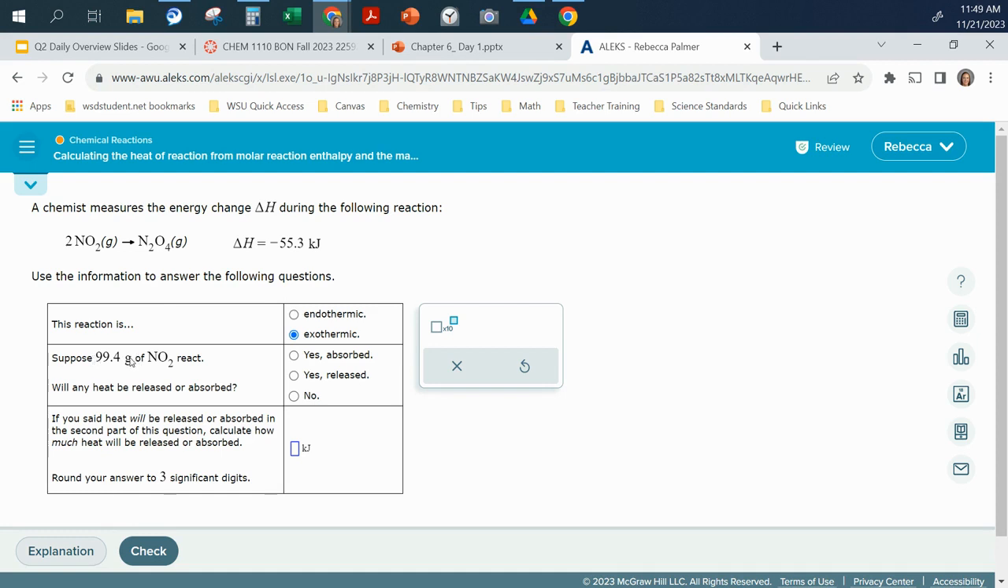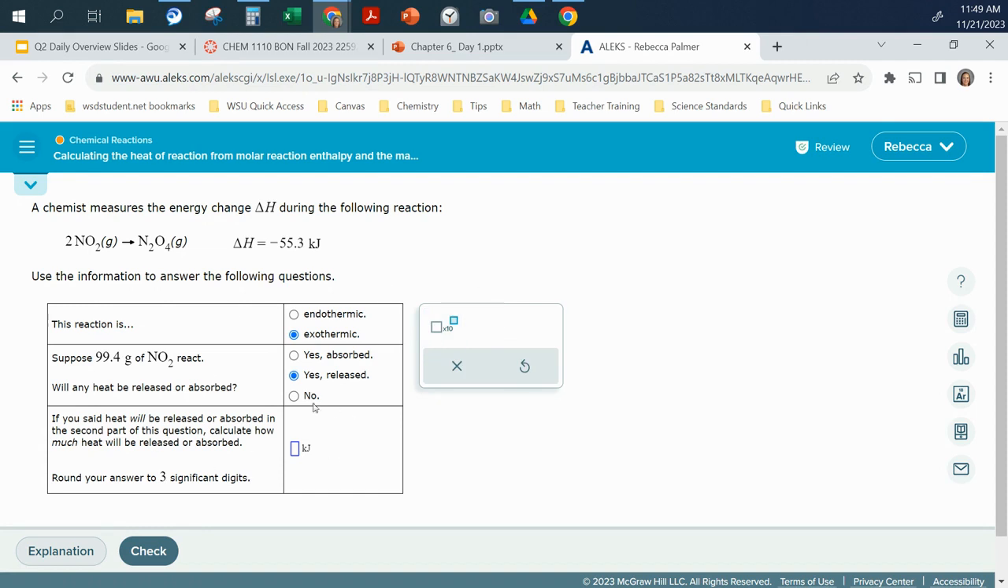Suppose 99.4 grams of NO2 react. Will any heat be released or absorbed? So this question is never no. Don't ever put no, okay? So it's yes, but we have to decide, is it absorbed or released? Exothermic means release, exiting. So that means we can feel it. Like a fire is exothermic, we feel the fire's heat. It's exiting the reaction. So yes, released.